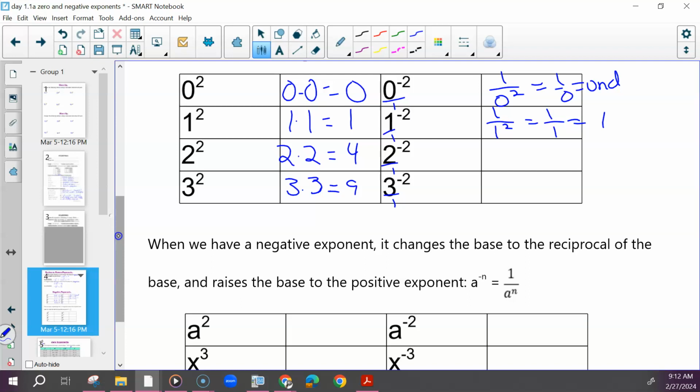So then if I took this and flipped it, 1 over 2 squared, we know 2 squared is 4. The answer we get is really the reciprocal of the positive exponent. So the negative and positive exponent answers are reciprocals of each other. Which means 3 to the negative 2 would be what? 1/9. Have any questions on how the negative exponents work so far?